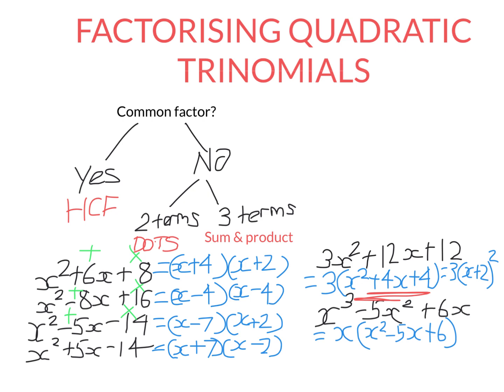So once again, after I've taken out the common factor, I'm left with a quadratic trinomial. There are no common factors here, so I can factorize what's in the brackets. I'll leave the x alone out the front. I'll set up my two brackets here and put an x in each of them. Now I need two numbers that multiply to 6 and add to -5. Going through factors of 6, I get -2 and -3. So this is now factorized fully.